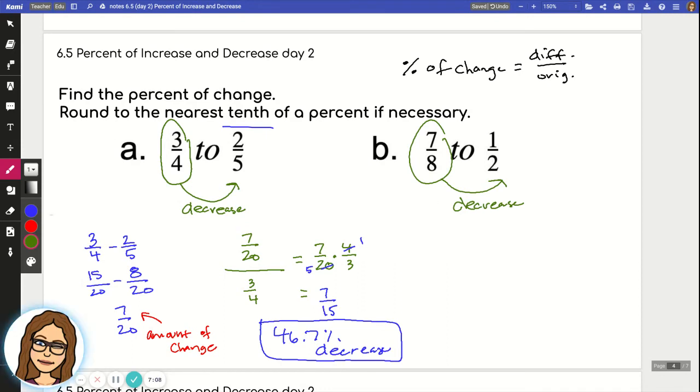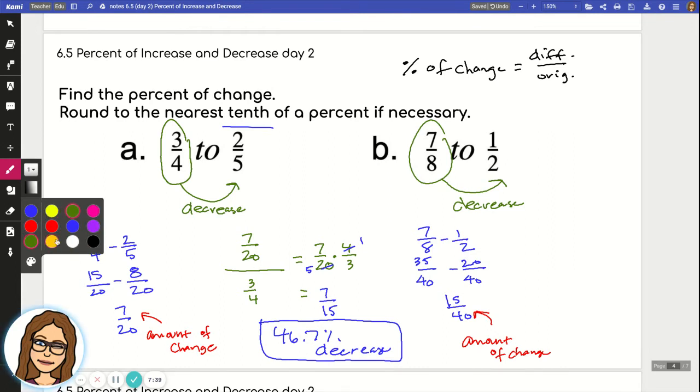So again, you have to do your subtraction. 7/8 minus 1/2. Common denominator is 40. Times 5, times 5, this is 35. Times 20, this would be 20. This is equal to 15 40ths, and you're more than welcome to simplify. This is the amount of change. The math is exactly like yesterday's work, percent of change, just not as user-friendly numbers.